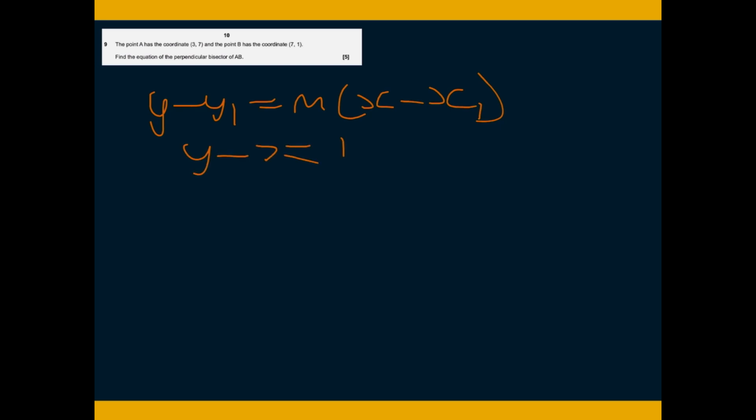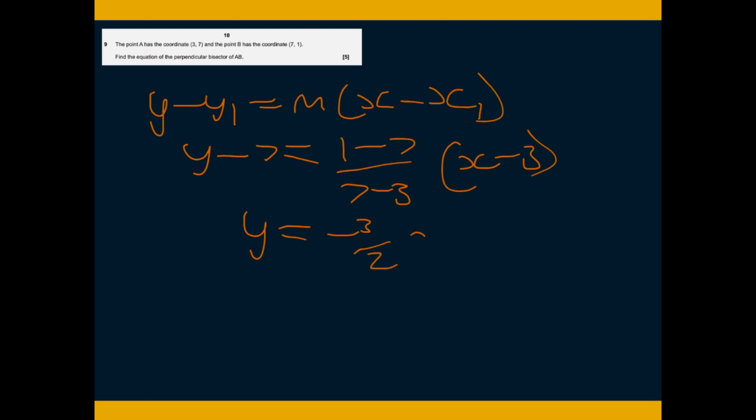Question 9. The point A has coordinate 3, 7, and the point B has coordinate 7, 1. Find the equation of the perpendicular bisector of AB. So the first thing we want to do is find the equation of AB. So y take y1 equals m brackets x take x1. Y take 7 equals 1 take 7 over 7 take 3 brackets x take 3. Now, solving that, we get y equals -3 over 2x plus 11.5.